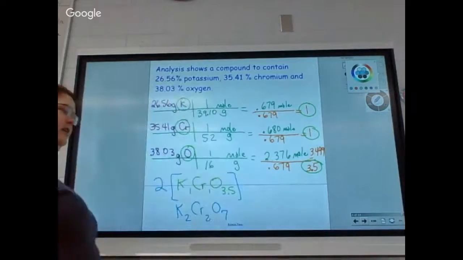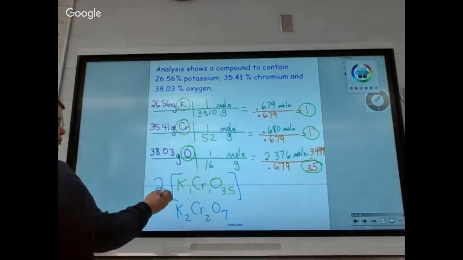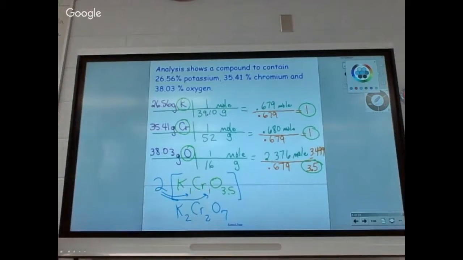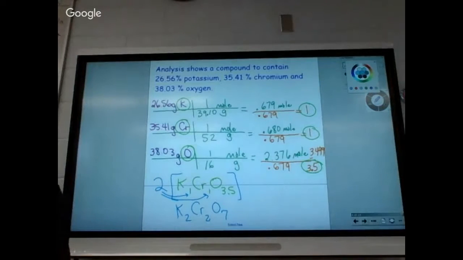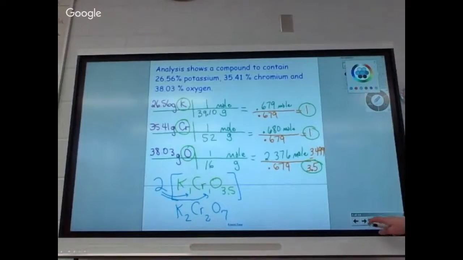So in chemistry class, you can do the same thing. But that 2 distributes to the subscripts. So it becomes K2, Cr2, O7. Could you write it either way? K1, Cr1, O3 and a half, and then put a 2 on the outside? No. You better distribute if you want full credit. Okay? All right. Last example.